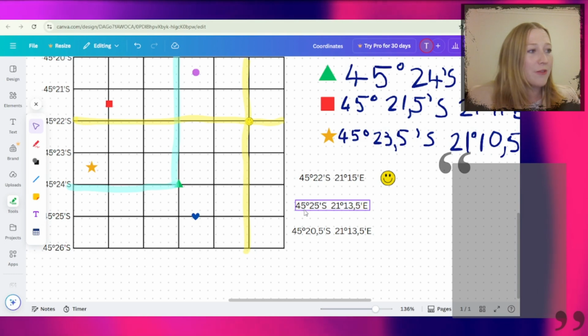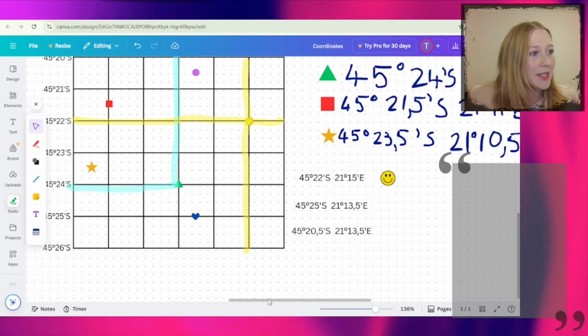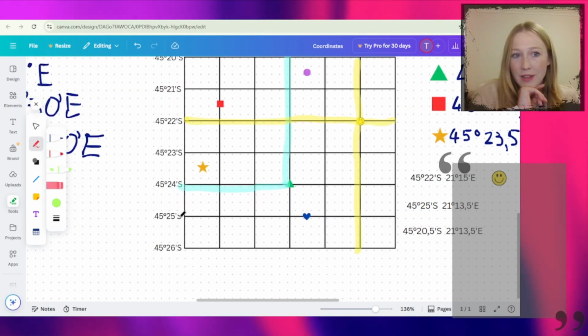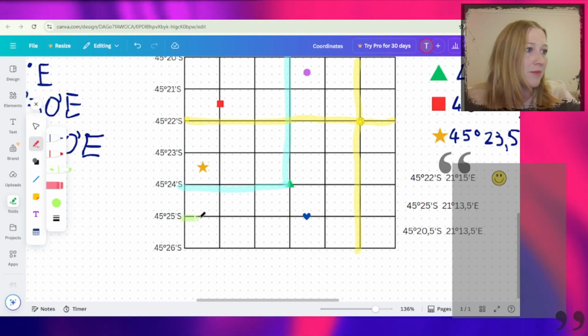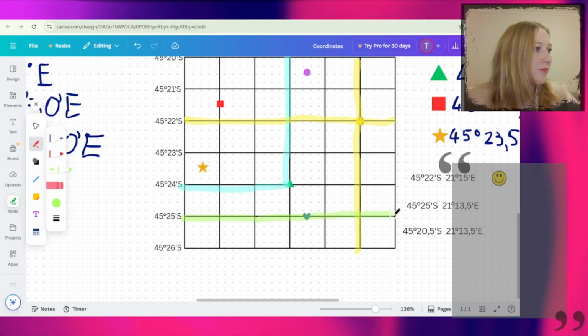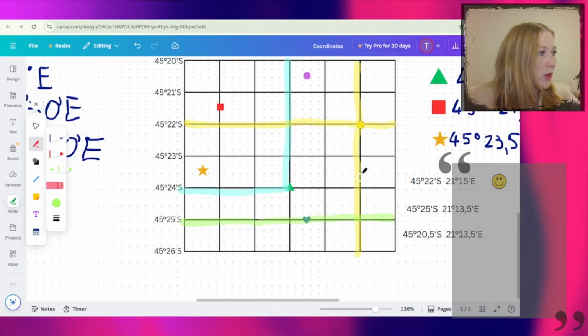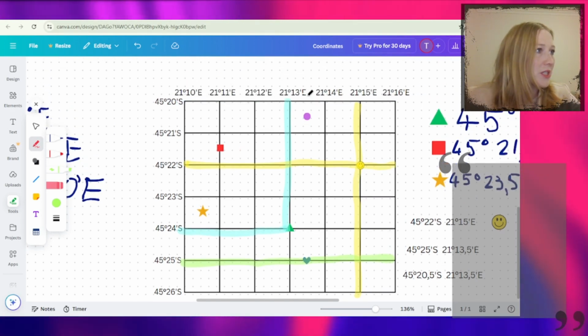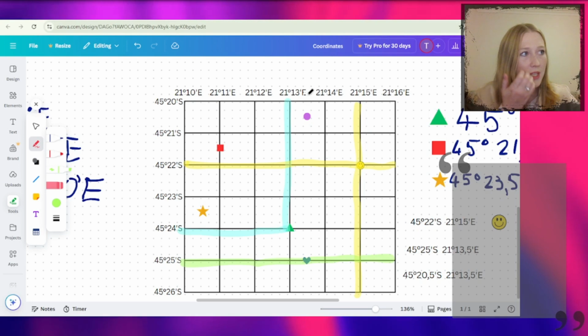Then 45 degrees, 20 minutes south. That's there, right? Make the highlighter that way. Then 21 degrees and 13 and a half. That's here.